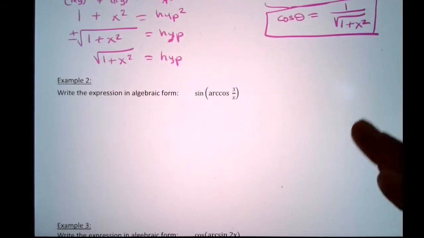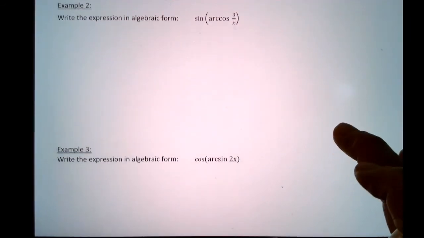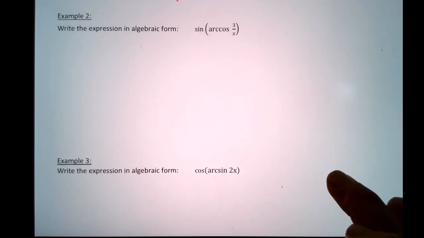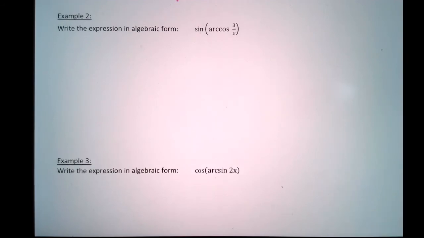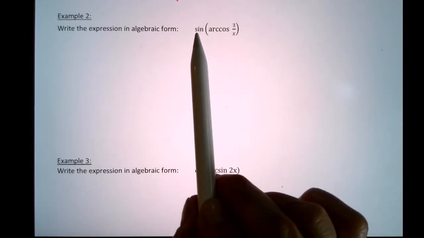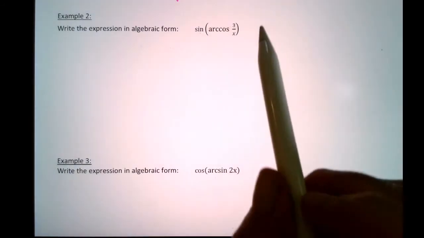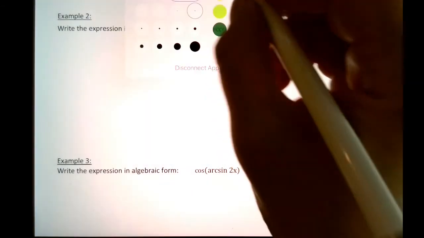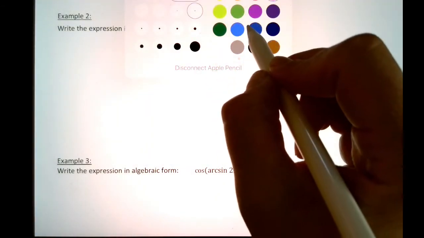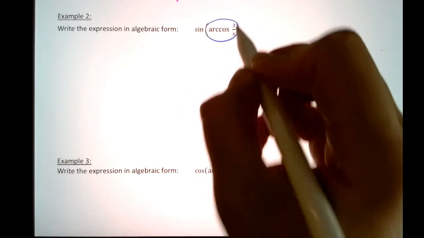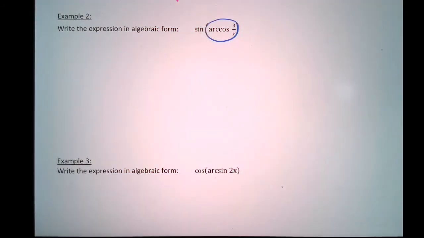Here I have a different style of question, right? But similar skills needed for this. Okay, so I want to write this expression in algebraic form. Now, this is kind of weird, right? I'm not quite sure what to do with the sine on the outside. I'm going to get in there and I'm going to figure it out. What I'm going to do is pay attention to the inside here. I'll go with blue. I'm going to draw the picture that would actually look like this.